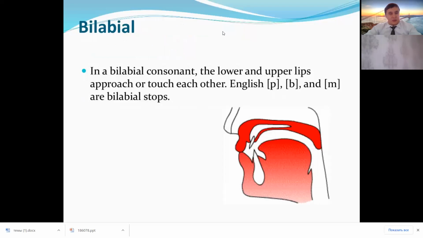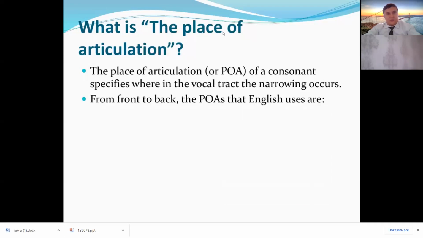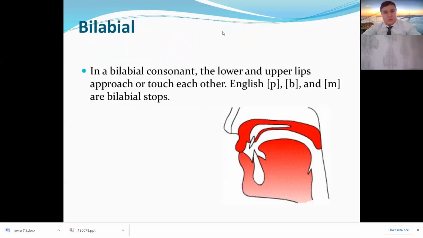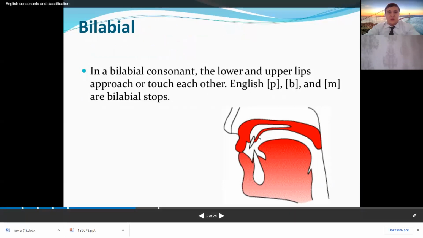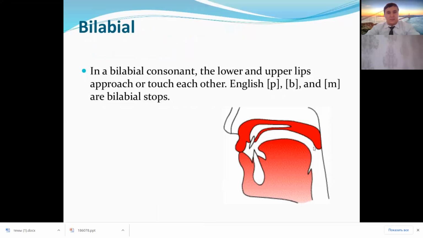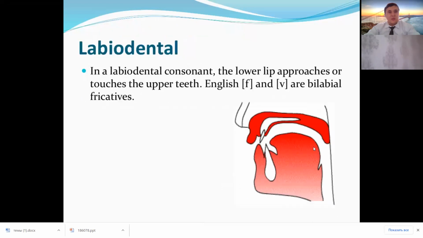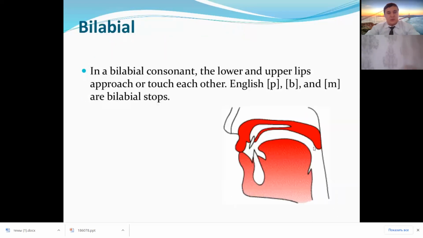The next one, bilabials. Bilabial, from the front to back sounds. In bilabial consonants, the lower and upper lips approach or touch each other. You can observe it in the given picture. English sounds like P, B, and M are bilabial stops. You can easily observe by pronouncing these sounds that your air that comes through your throat will stop immediately. P, B, and M.